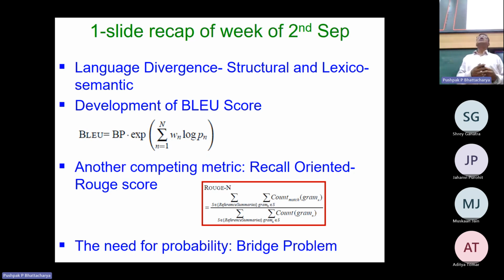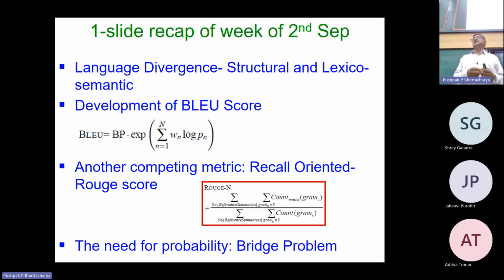So about this divergence: preposition, postposition, subject-verb-object, verb at the end. These are structural divergences. Lexical divergences are due to vocabulary difference. So stab, for example, in English becomes chure se marna. Advice in English becomes salah dena, paramarsh dena. So this is called lexicosemantic divergence.